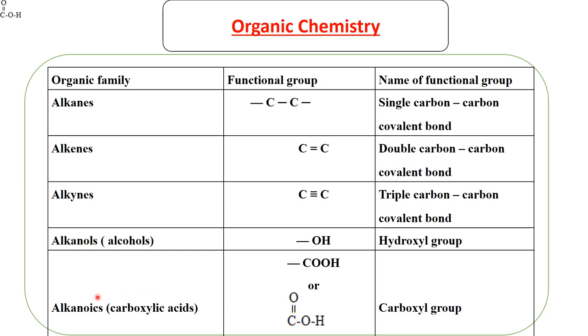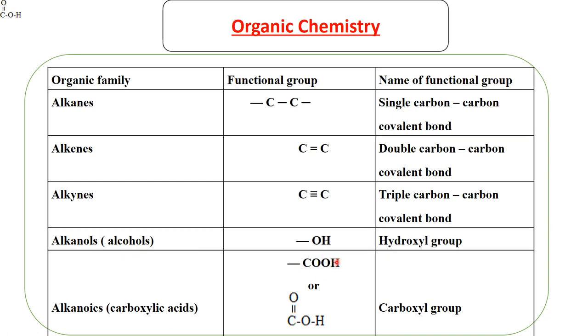Then after this, we have alkanoics or carboxylic acids. So what makes carboxylic acids? Carboxylic acids are this group of atoms: one carbon, two oxygen, one hydrogen. I think in the previous example, we had one oxygen here. I'm sure it was a mistake. It's supposed to be two oxygens here. So it's one carbon, two oxygens, and one hydrogen atom.